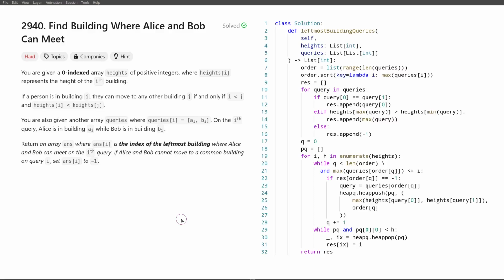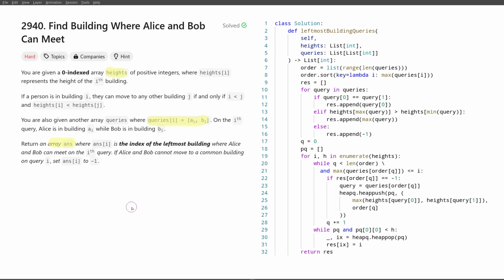Hello everyone, today we'll talk about the solution of the problem find building where Alice and Bob can meet. In problems like this, where you have some array and you have some queries about that array and you have to answer all of those queries, so return an array of answers, a good starting point, if you don't know where to begin, is to think about if your solution is going to be online or offline.